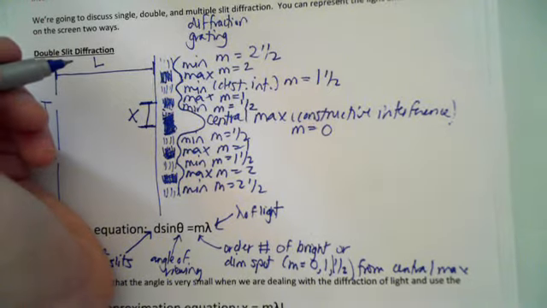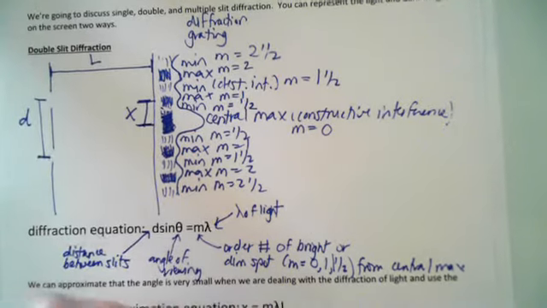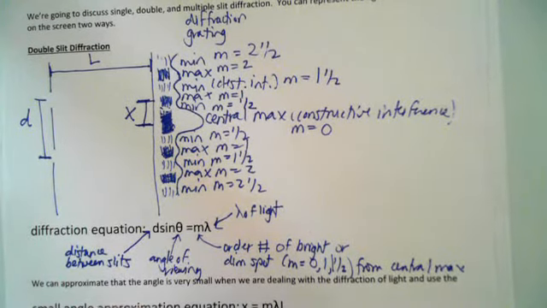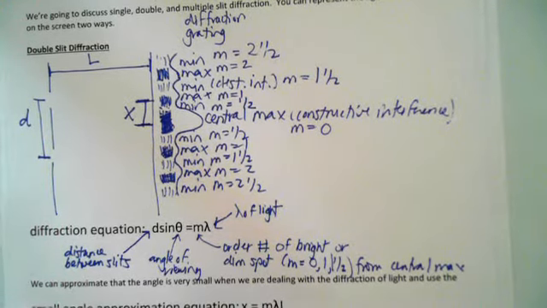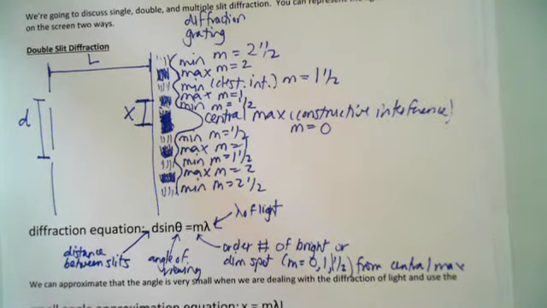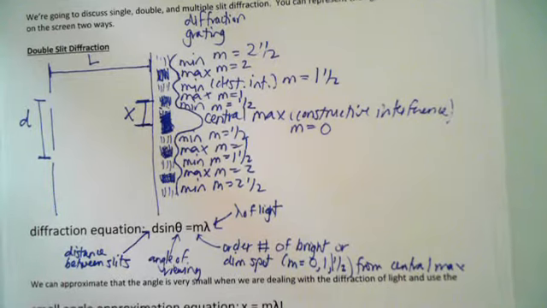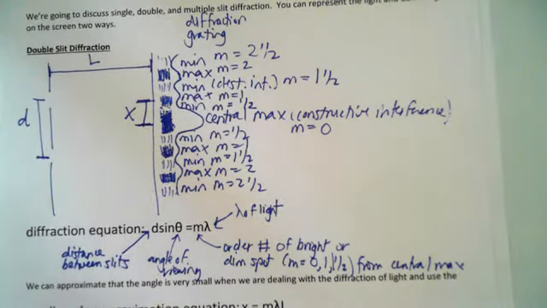So it's basically the distance between your central max and whatever max or min you're looking at. It's the distance between the central max and whatever max or min that you're referencing.